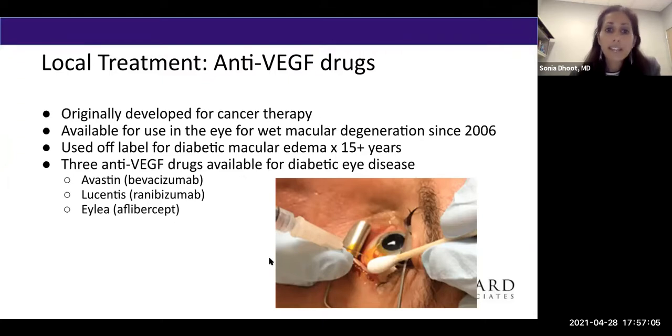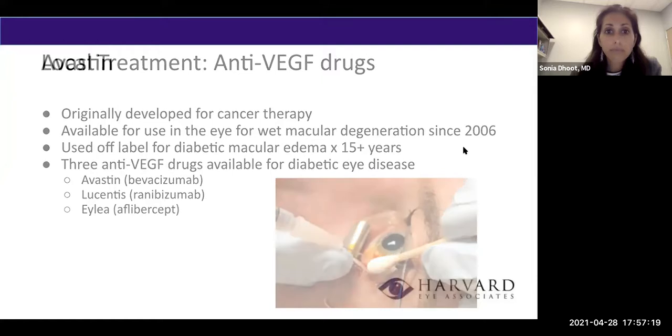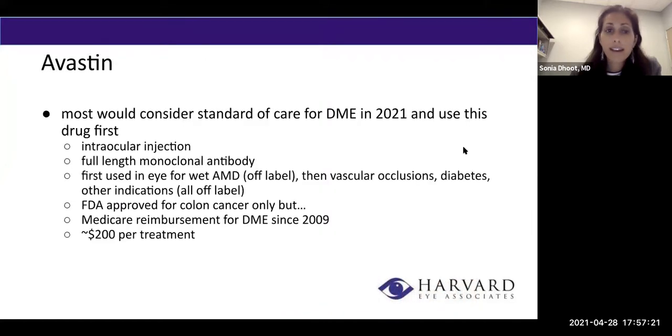There are 3 anti-VEGF drugs available for diabetic eye disease right now: Avastin, like we talked about, Lucentis, which is kind of a brand name Avastin, if you will, and then Eylea, or aflibercept. So Avastin, in 2021, most people would consider the standard of care for diabetic macular edema and use this drug first.